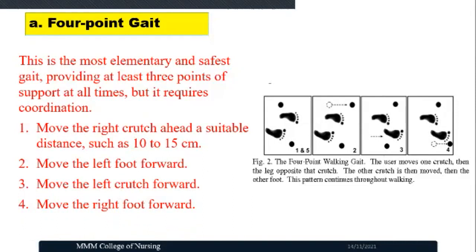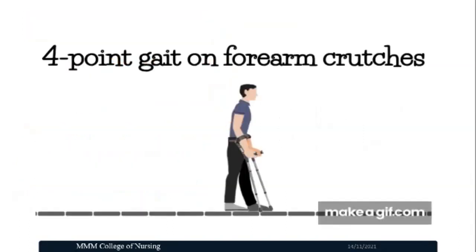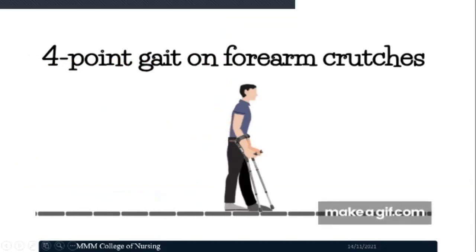First, the person has to move the right crutch, then the left foot, then the left crutch, then the right foot. That is alternating the crutch as well as the leg. This is the 4-point gait. Both crutches and both legs act as the 4 points, moving one after the other. So just have a look at the 4-point gait. Here the person is moving the crutch, then the leg, then the other crutch and the other leg. This is the 4-point gait.